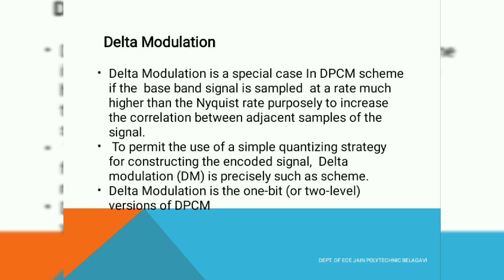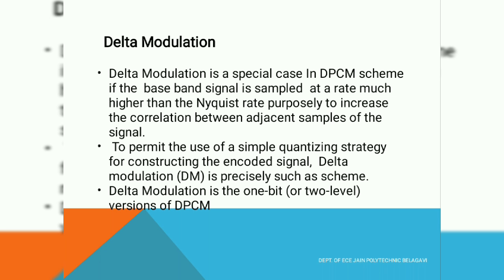Whatever sample comes, the difference of the samples is encoded. So one advantage we get here is that we save a certain amount of bandwidth. If you want to improve the bandwidth of the system further, we use delta modulation. In delta modulation, we take only the error signal, and that error signal is encoded.